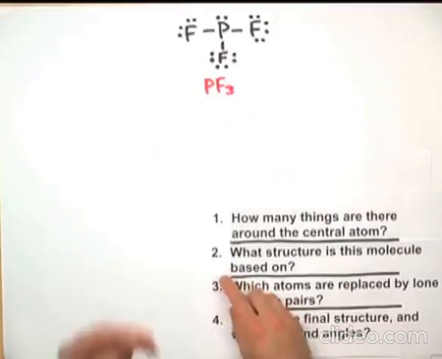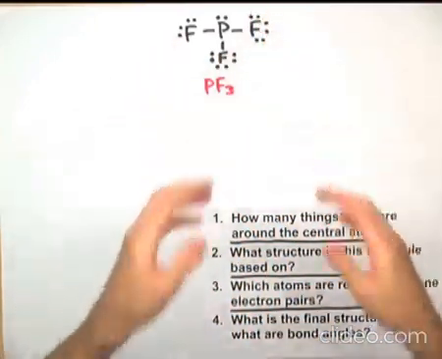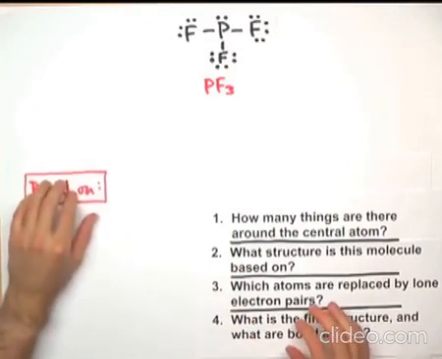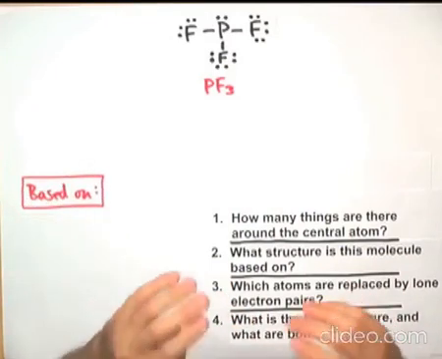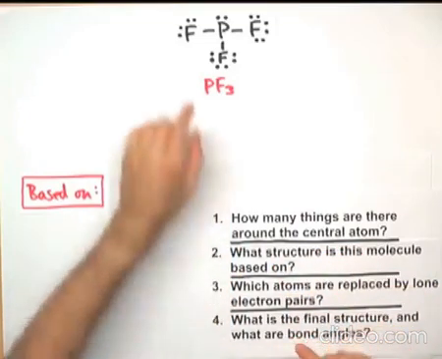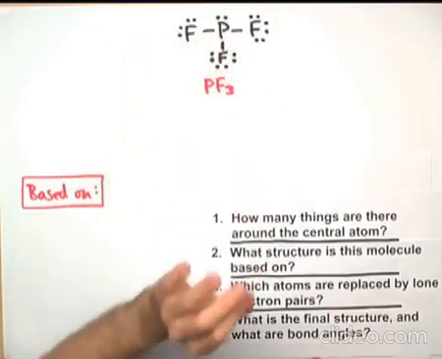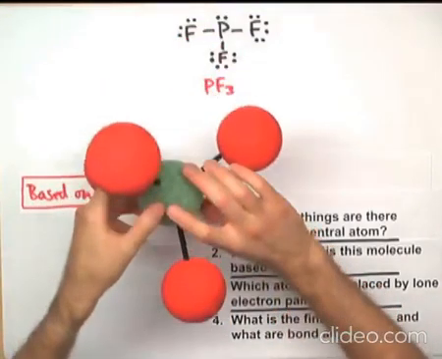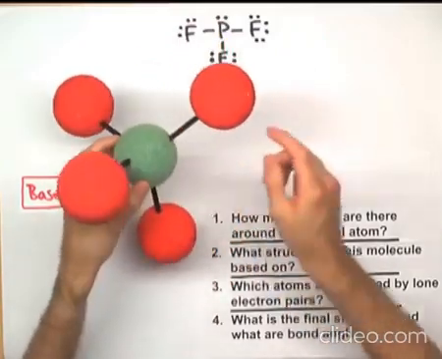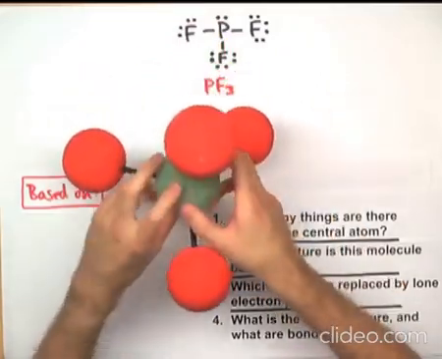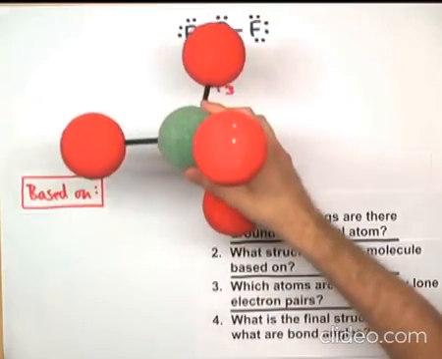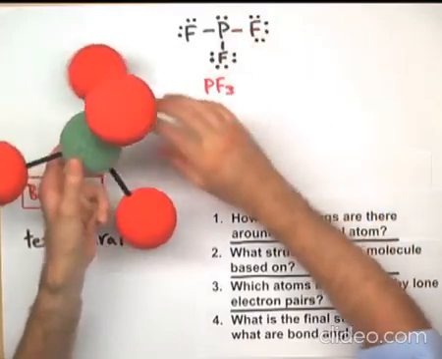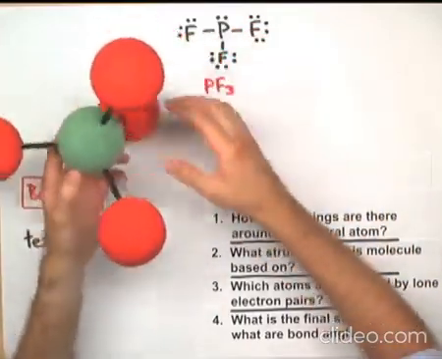Okay, so now that we know how many things surround the central atom, 4 in this case, we ask, what structure is this molecule based on? What I mean by that is, what if all 4 of these things surrounding the central atom were all other atoms? If they were all other atoms, we'd get this shape, a tetrahedral shape, where we have 4 atoms surrounding a central atom. We call this tetrahedral. And because this has 4 things around the central atom, we say that it's based on this tetrahedral structure.